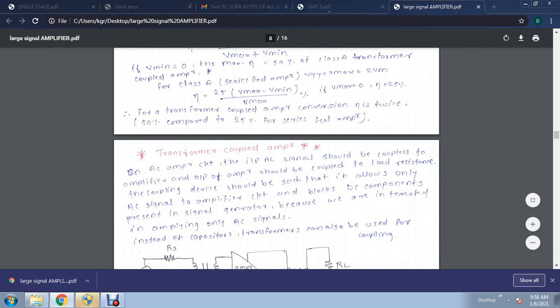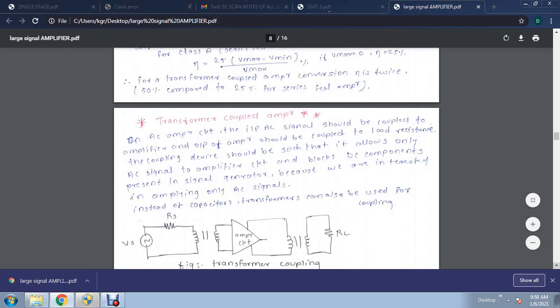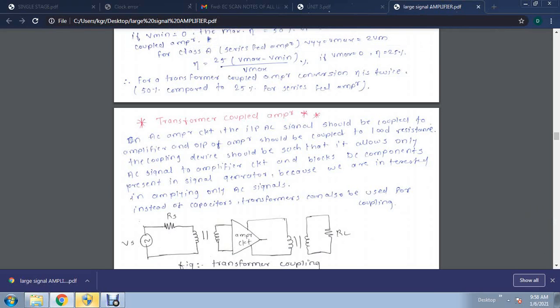Coming to the transformer coupled amplifier. What is meant by coupling is that the output of one transistor stage is given to the input of the second stage. Why do we need a transformer here? In the previous class A amplifier we take a single transistor only, where the collector output is fed to the input of the next stage. That is a single stage transistor amplifier. Here we have to take a transformer.